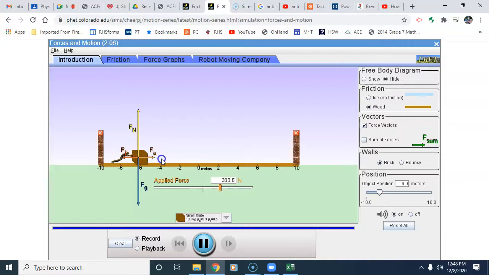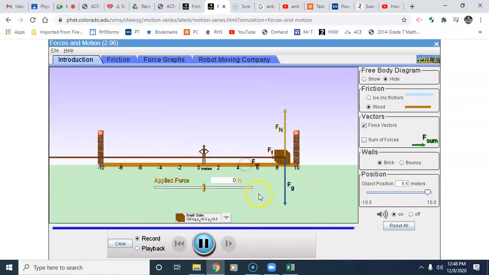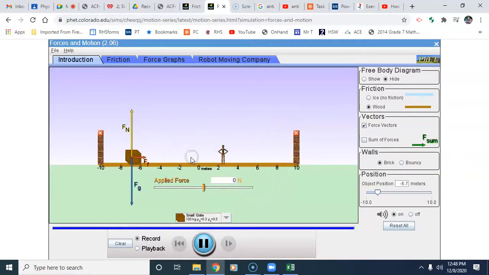So if I slowly increase it, eventually I'll find a place where this thing breaks into motion. Still not, still not, still not, and very soon it will. Right there about was its breaking point. It was close to 490 newtons. Okay, but once it breaks into motion and slides, there's still friction, but now it's kinetic friction since we're sliding.